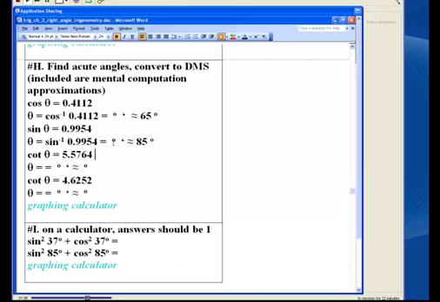Cotangent of 5.5764, which is the same as 1 over the tangent of theta.